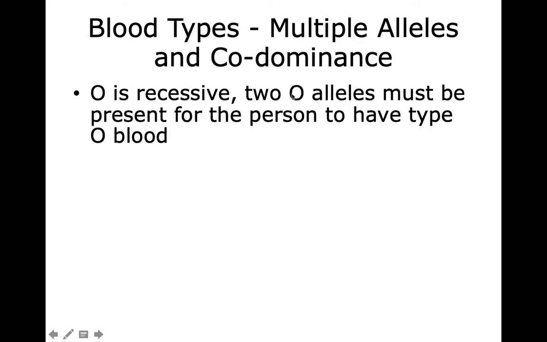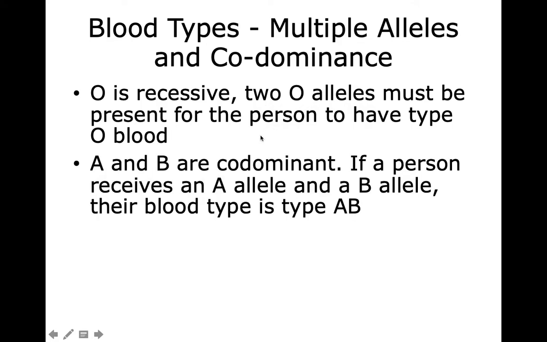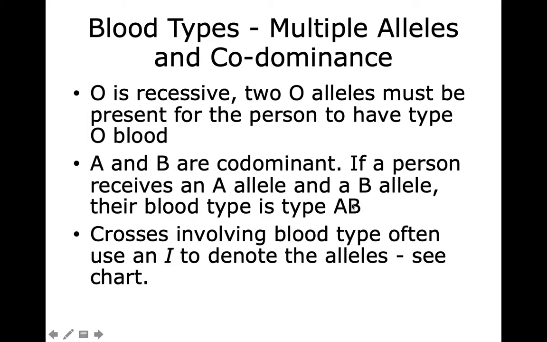So O happens to be recessive. In order to be O blood type, you have to have 2 O alleles present. And A and B, we then say, are codominant. So if you get an A allele from, say, your mom and a B allele from your dad, your blood type is AB. So we can actually have type A blood, type B blood, type AB blood, and type O blood, because remember, you'll have 2 alleles of each.